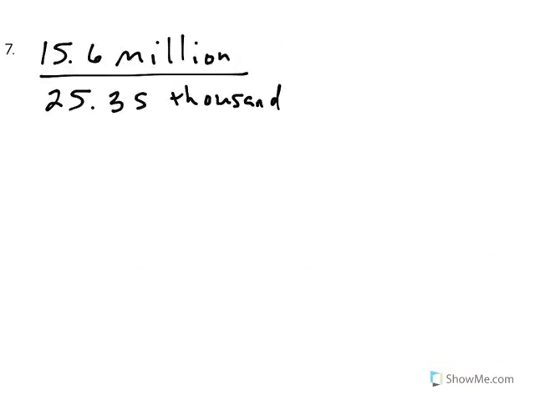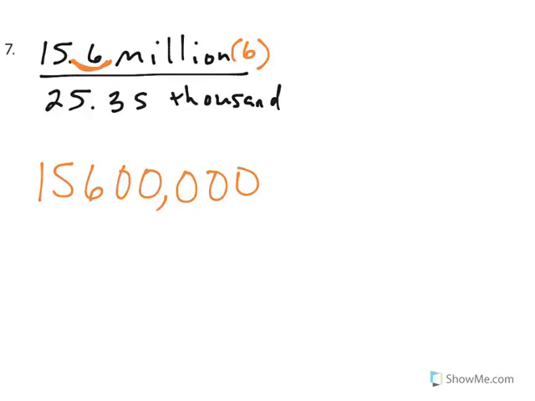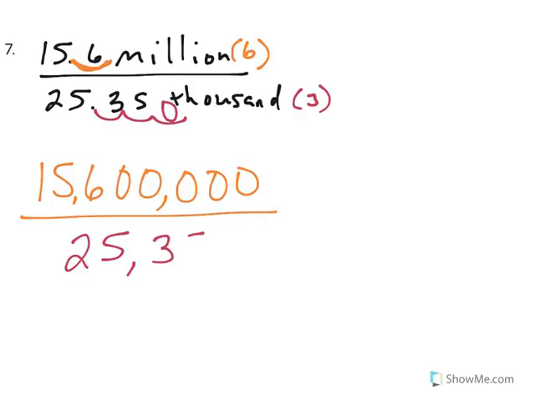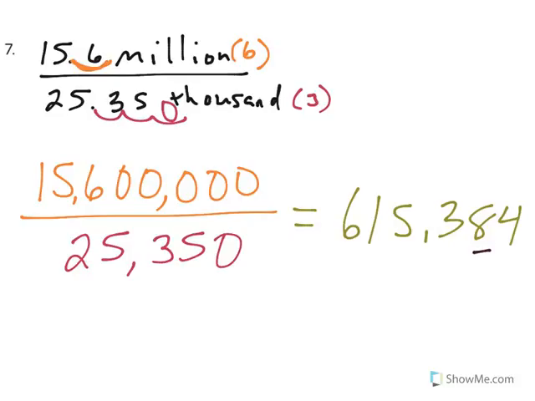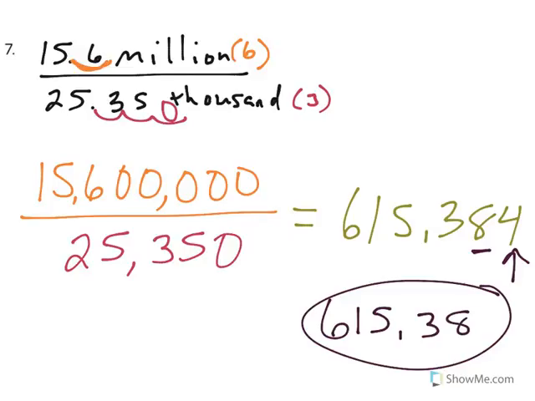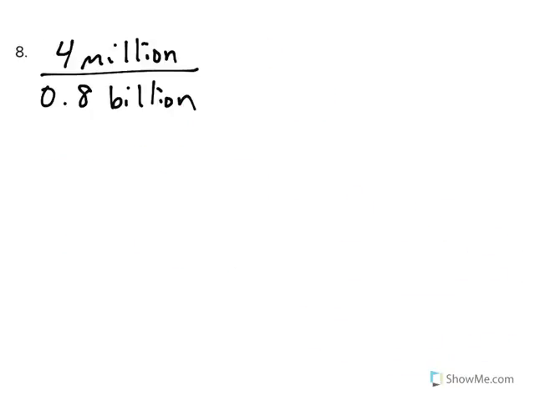In number 7, now I have million on the top and thousand on the bottom. Well, million, again, is 6 decimal places, so the 6 would be the first one. 1, 2, 3, 4, 5, 6. And in the denominator, 1,000 is 3, so 1, 2, I would add a third 0, so 25, 350. And if you divide these, now you could cross out a 0 if you wanted first, or you just divide either way. You get 615.384. We're looking to the nearest hundredth, 4 rounds down, so just 615.38.